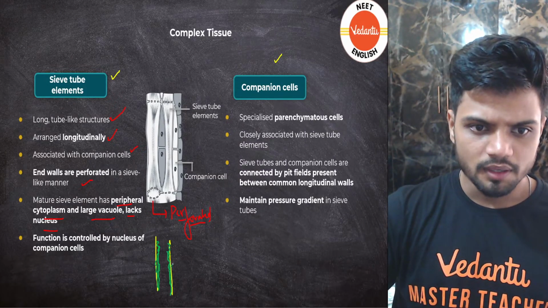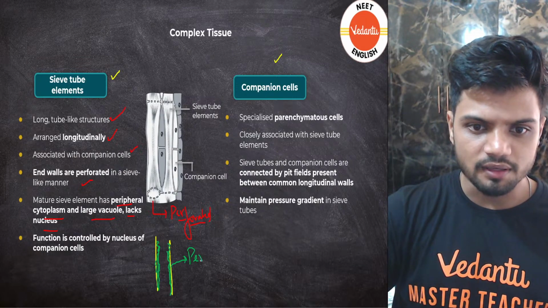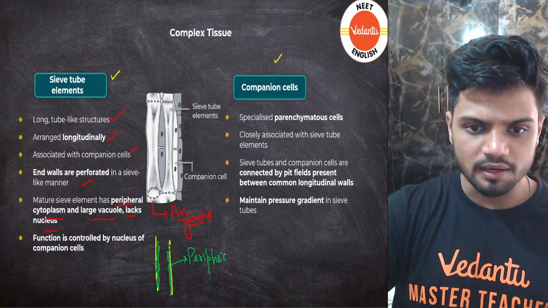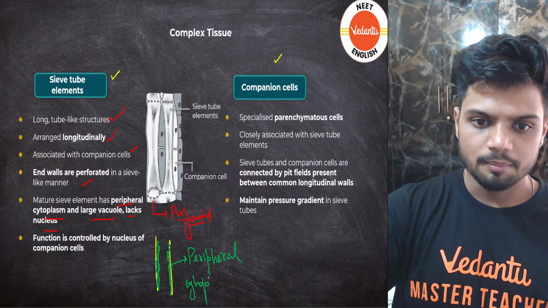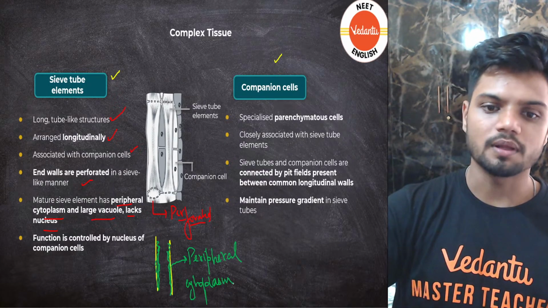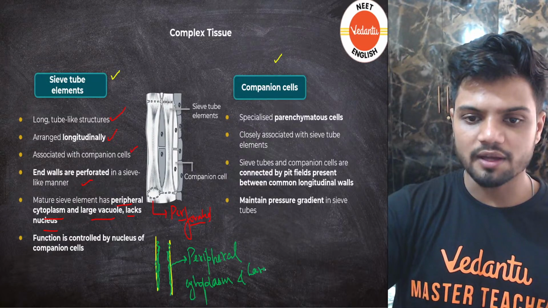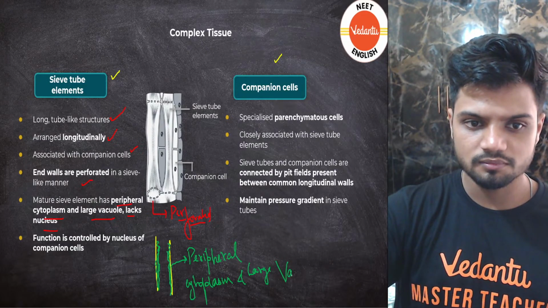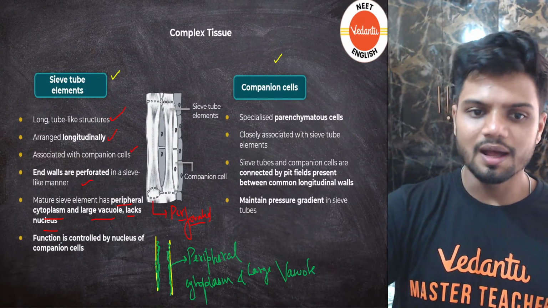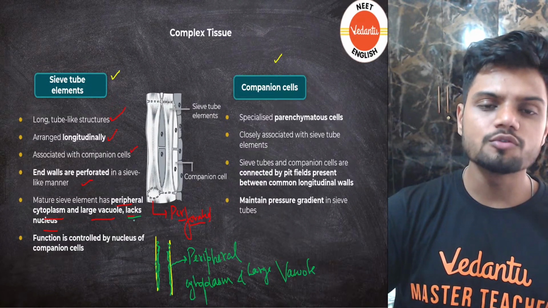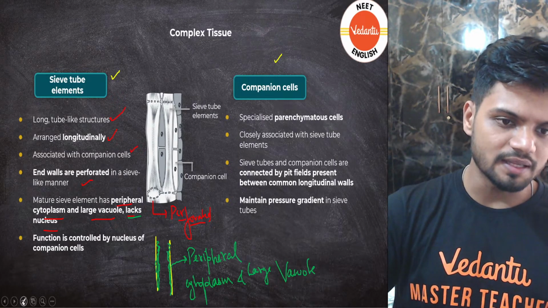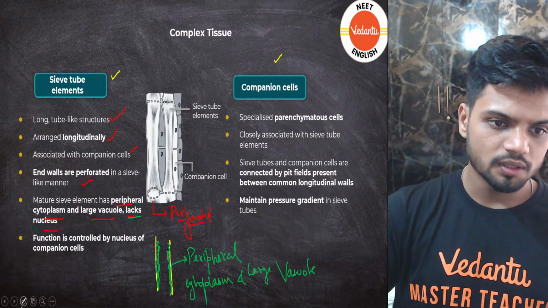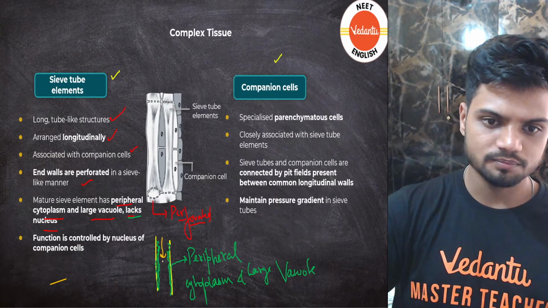You see, it has peripheral cytoplasm, and a large vacuole for storage purposes. And it lacks a nucleus because the nucleus would be a hindrance. So the nucleus is completely removed, so all the food can travel very easily in the middle.